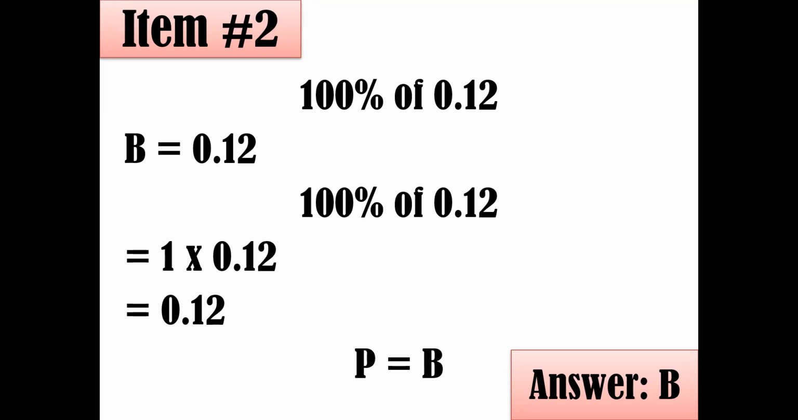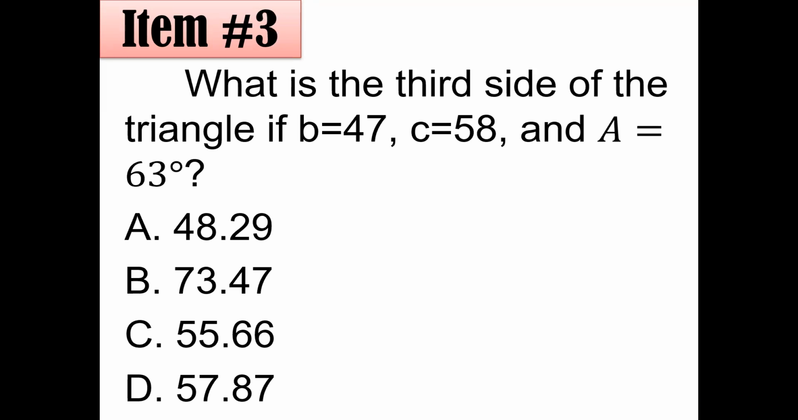Okay. Number 3. What is the third side of the triangle if B equals 47, C equals 58, and capital A is equal to 63 degrees? Is it A, B, C, or D?